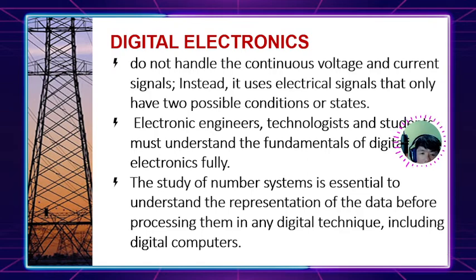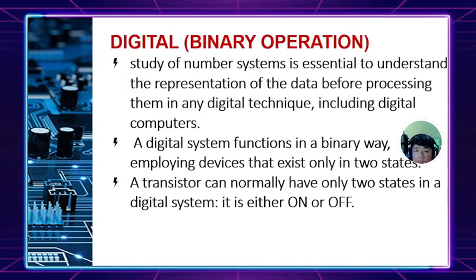If you are an electronic engineer, technologist, or student, it's fundamental to start by understanding digital electronics. The study of number systems is essential to understand the representation of data before processing them, including in digital computers. What I'm saying will be presented in the succeeding slides. You asked earlier why digital electronics performs by means of binary operation. It's because digital electronics is the study of number systems. Before processing in any digital technique, including digital computers, digital electronics or systems function in two, employing devices that exist only in two states.